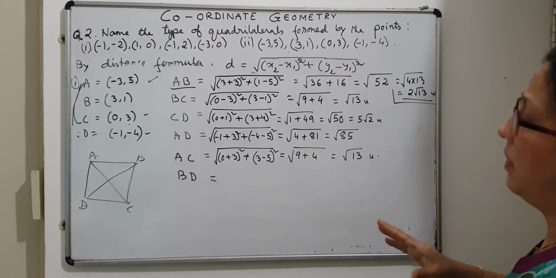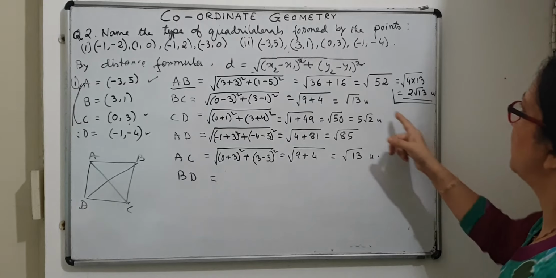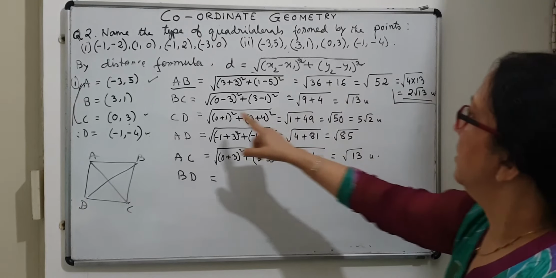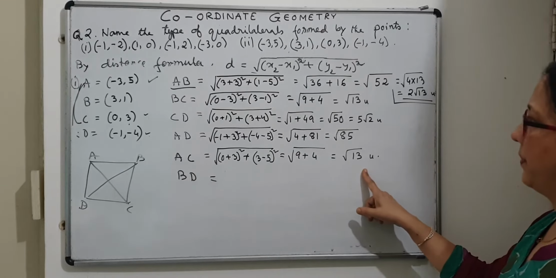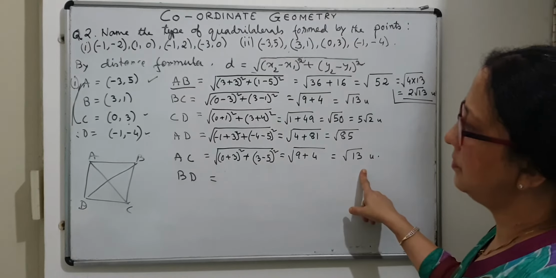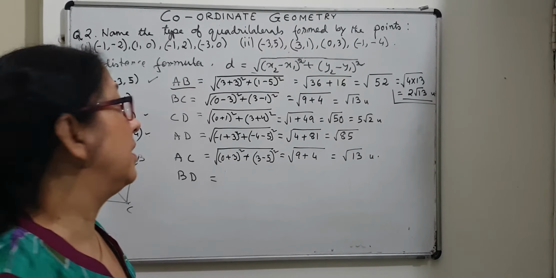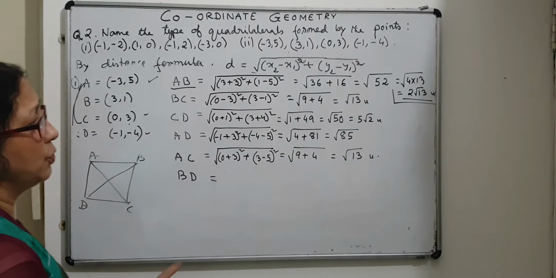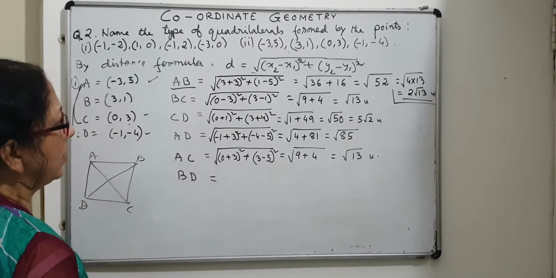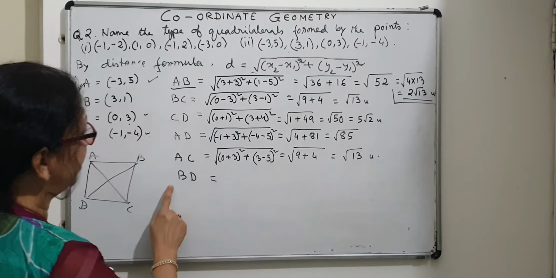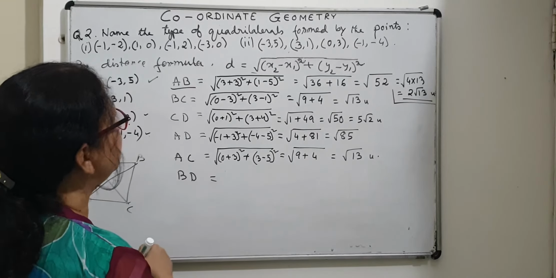Now you observe, observation is very important in mathematics. If you observe, you see AB was 2 root 13, BC was root 13 and AC is root 13. So what we can say is that if the sum of two segments is equal to a third segment, then the points are collinear. Observing this, I am not finding out the value of BD, not wasting my time, because observation is very important.